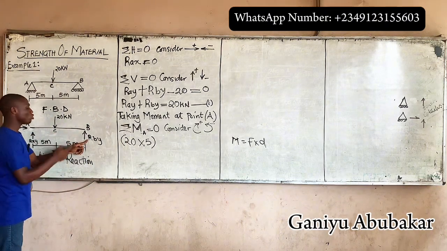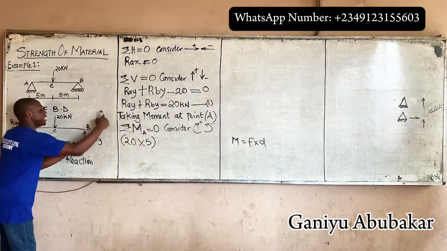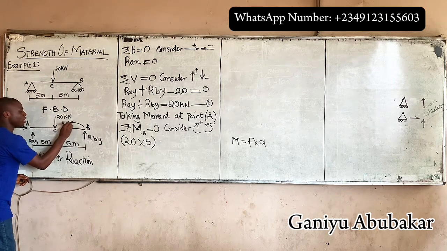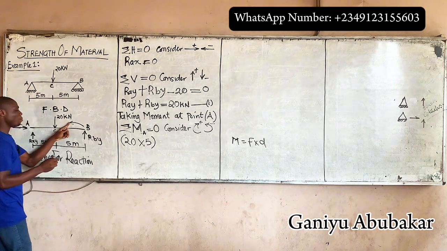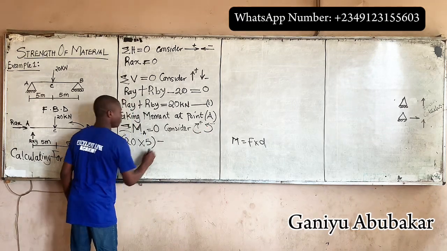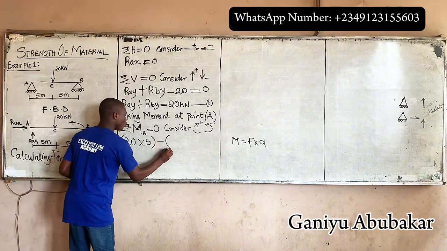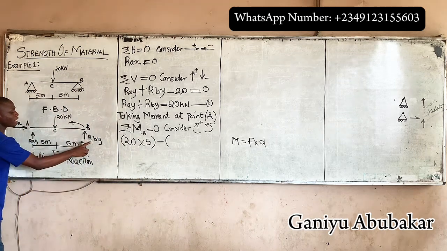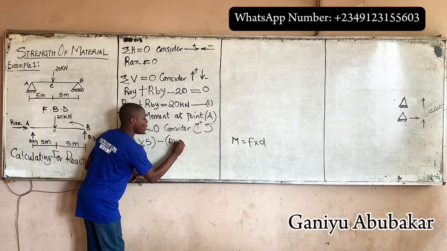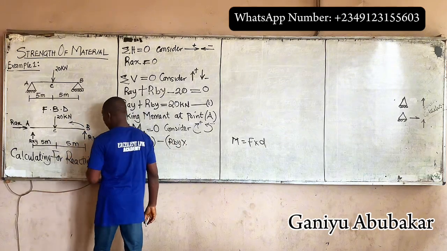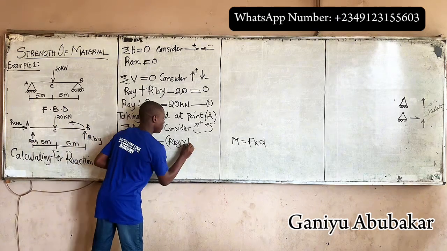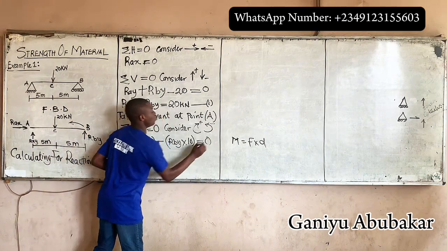If this B wants to come to A, will it move in this direction or in this direction? Of course, the shortest one is in this form. This shows an anti-clockwise direction, so that becomes a negative. What's the force here? That's RBY. So I have RBY times the distance from here to here, which is of course 10 meters. That becomes 10, equal to 0.